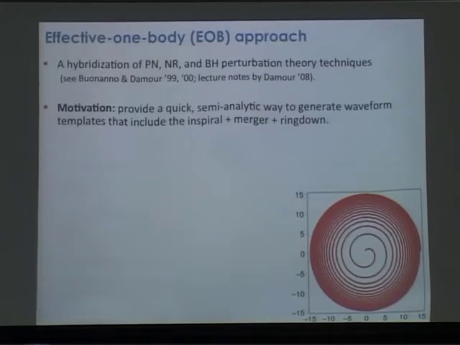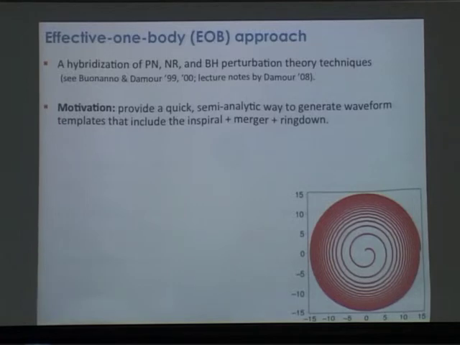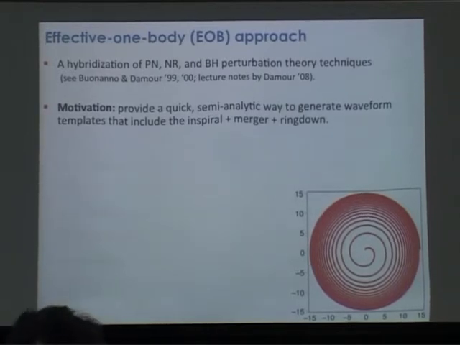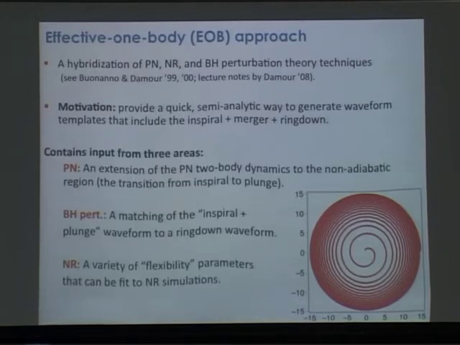Okay, so that's all for black hole perturbation theory. Then there's this effective one-body approach. This effective one-body approach is basically a synthesis of all sorts of different techniques. The basic idea behind it is to provide some sort of quick semi-analytic way to generate a waveform that includes the entire shebang: the inspiral, the merger, the ringdown. It's in one self-contained formalism.